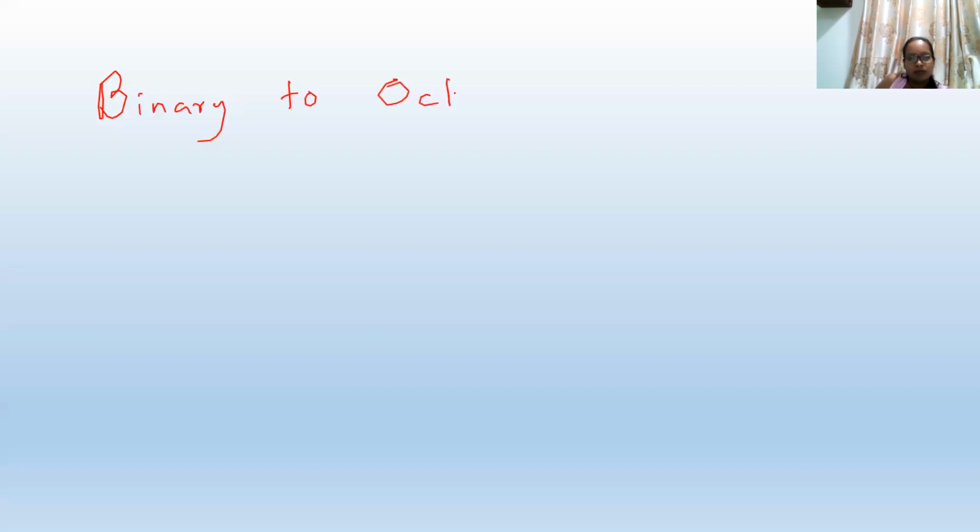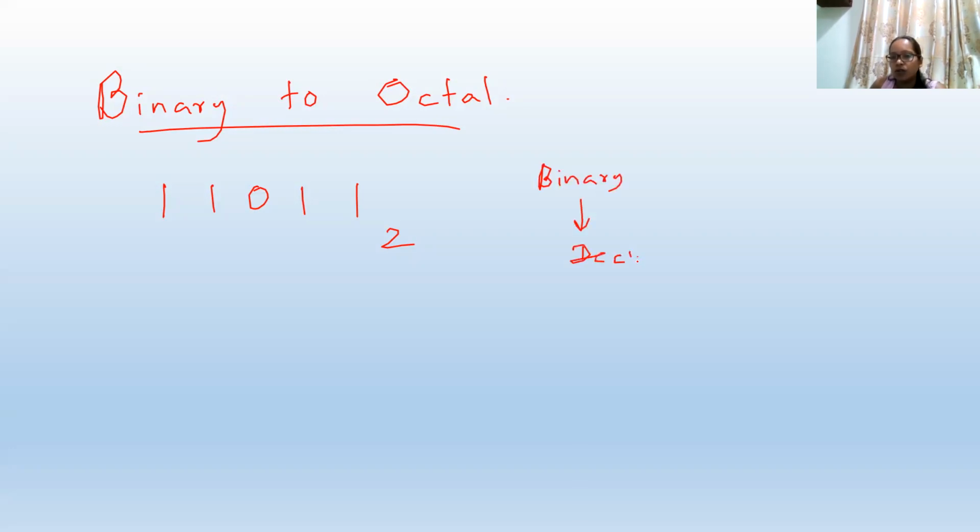Let's see an example. Say this is the binary number given: 11011. So there's a shortcut to do this one. Normally, you can convert this binary number into decimal first. You know how to convert binary into decimal now, right? And that decimal number you can convert into octal. So you can do this normally in 2 steps, binary to decimal first, then decimal to octal.